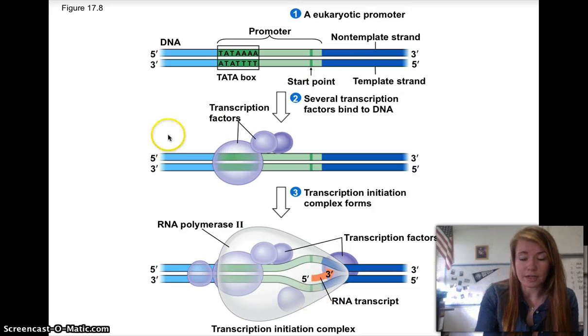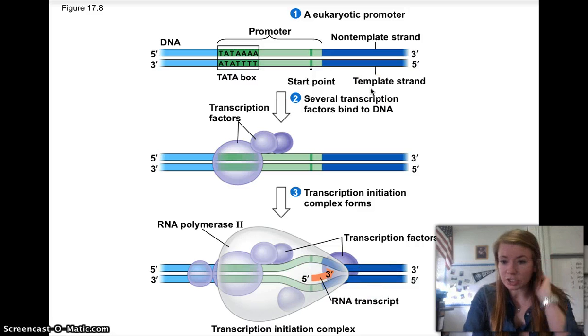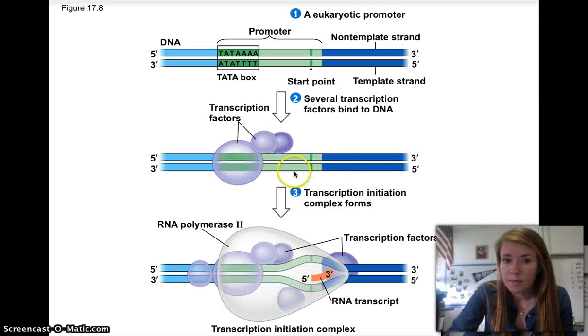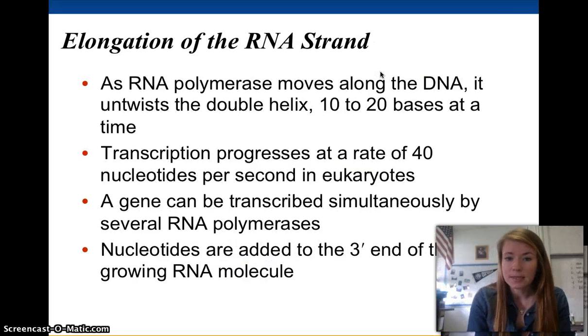So this picture right here is everything that's involved in initiation of transcription, the first step. Then we get to elongation. This is very similar to DNA replication. Basically, RNA polymerase moves along the DNA, and it's looking at the template strand of DNA. Remember, there's two, but the bottom one is the template strand right here, according to this picture. So it's going to transcribe the bottom one, not the top one.